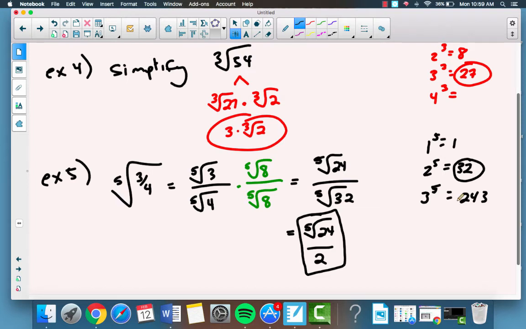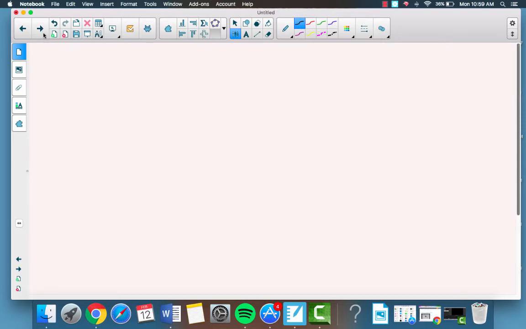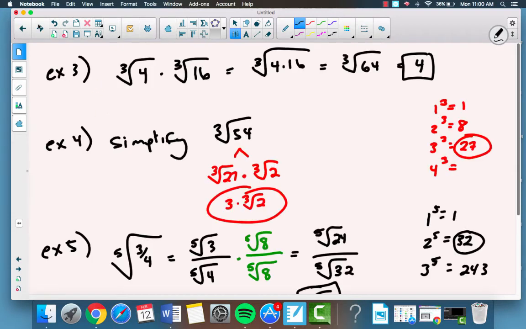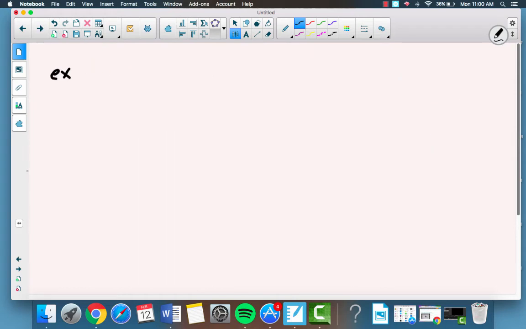Right? And the last few things I want to talk about are adding and subtracting radicals, and then we're going to practice simplifying radicals that have variables in them. So let's say I give you, this was example 6, the cube root of 16 minus the cube root of 2. Well, we know that they have the same roots, but they're not being multiplied or divided, so we have to deal with this a little bit differently.